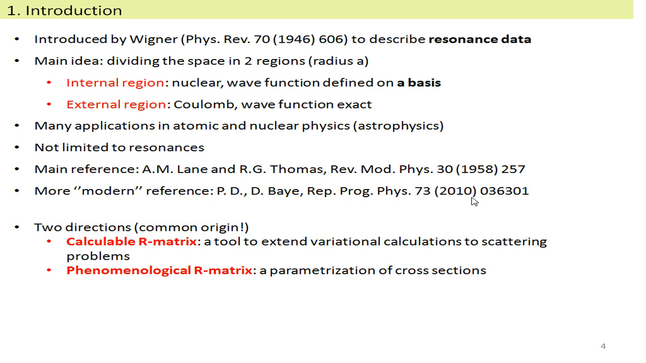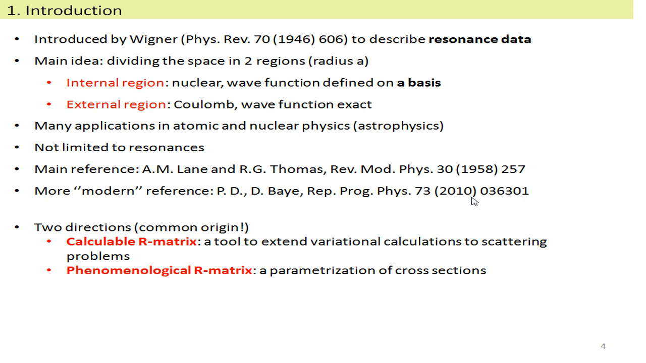And from the very beginning, the idea of the R-matrix was to divide the space into regions according to whether the nuclear interaction is important or not. So in the internal region, the nuclear interaction is supposed to be dominant. So you have a combination of nuclear and Coulomb interactions. And here, you don't know the analytical form of the wave function.